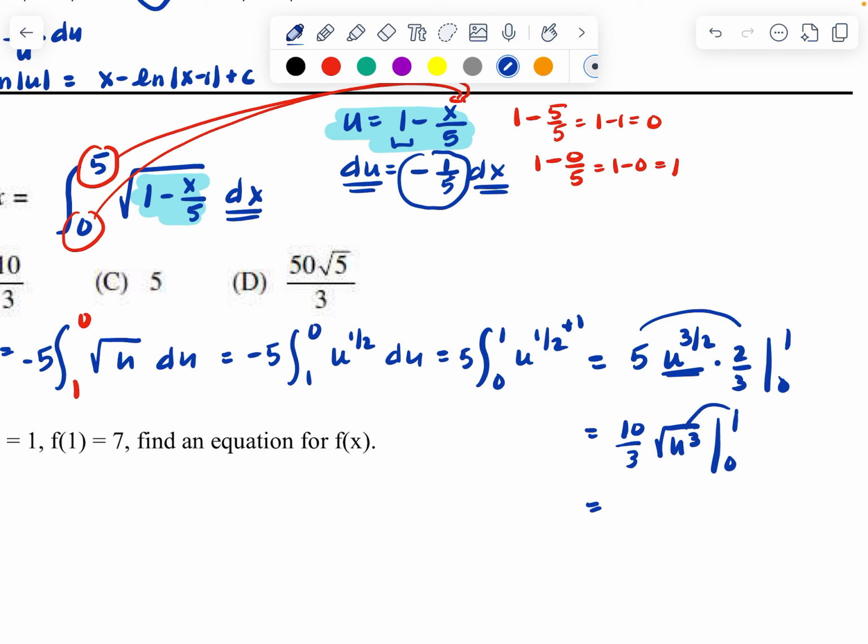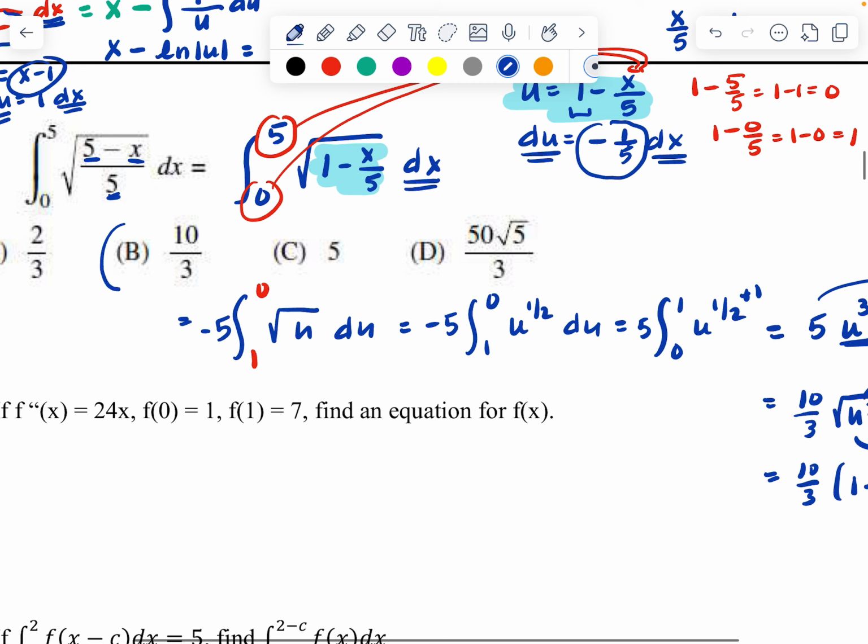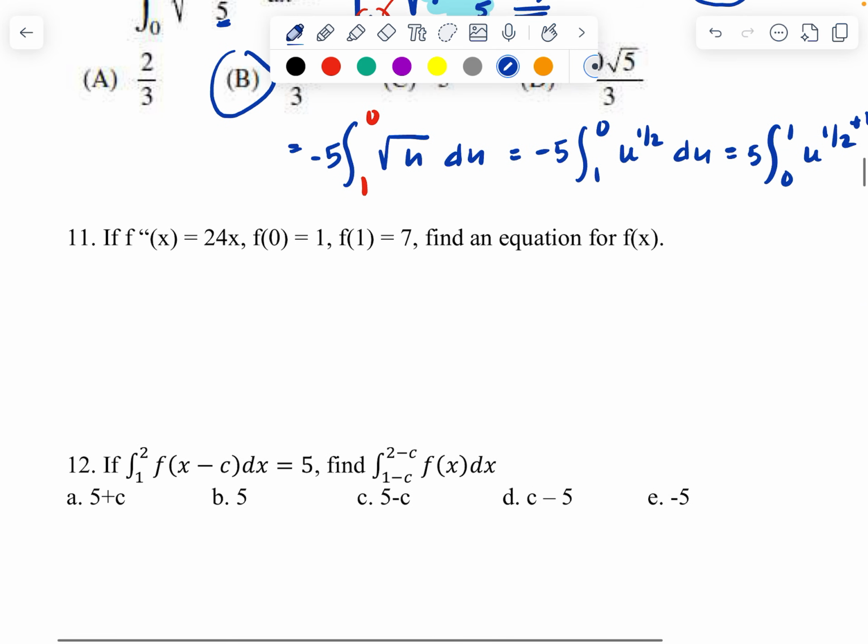If I plug in the 1, I'm going to get 10/3 times 1, minus if I plug in the 0, I'm going to get a 0. So this is just going to be 10 over 3. Okay, I've never liked that problem. It's really complicated.